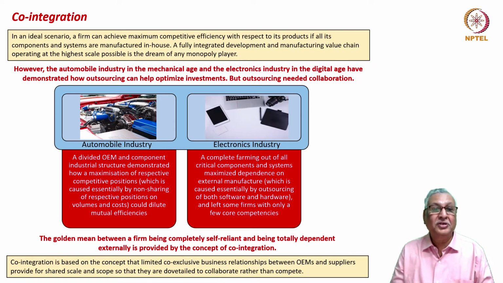The first is the co-integration. In an ideal scenario, a firm can achieve maximum competitive efficiency with respect to its products if all the components and systems are manufactured in-house. We have seen earlier about strategic manufacturing approach, whether to have complete integration or complete outsourcing. And we also said that all things being same in respect of growing demand, a fully integrated development and manufacturing value chain operating at the highest scale possible is the dream of any monopoly player. However, there are restraints on that.